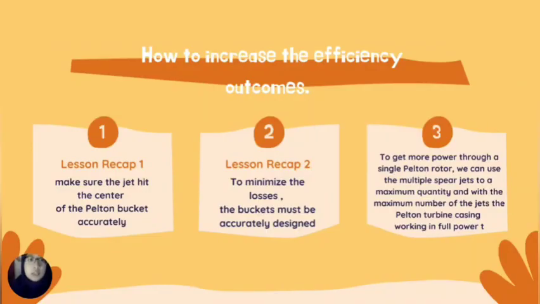And the last question, question number 6, how to increase the efficiency. First, make sure the jet hits the center of the Pelton bucket accurately. Second, to minimize the losses, the bucket must be accurately designed. And third, to get more power through a single Pelton rotor, we can use multiple spare jets up to a maximum quantity, and with the maximum number of jets, the Pelton turbine works at full power.